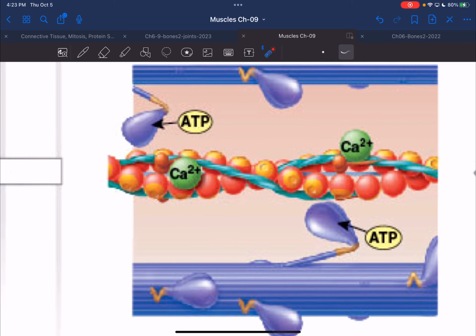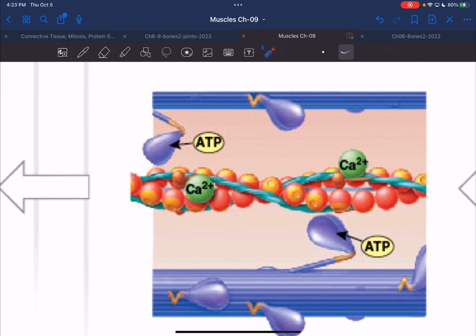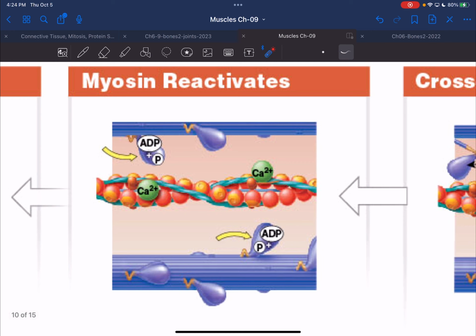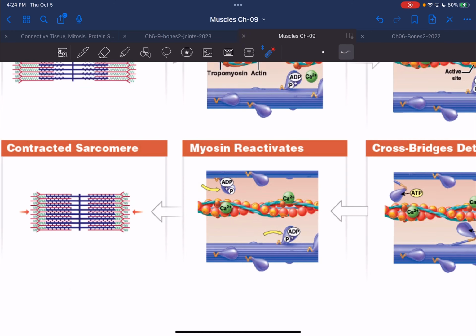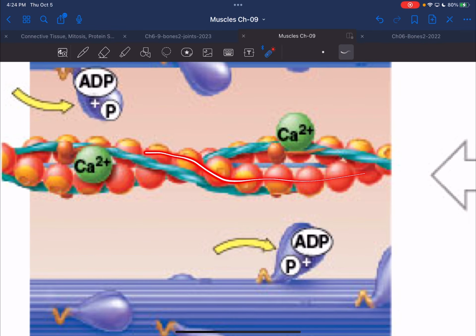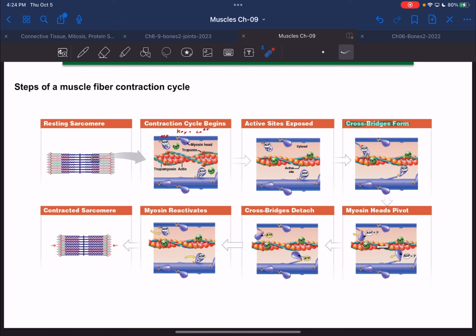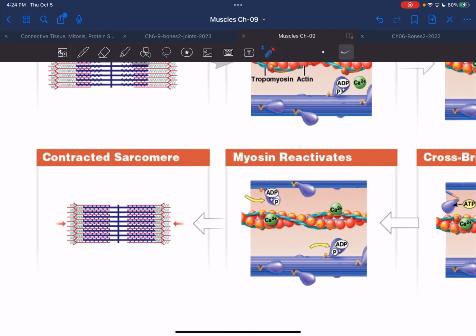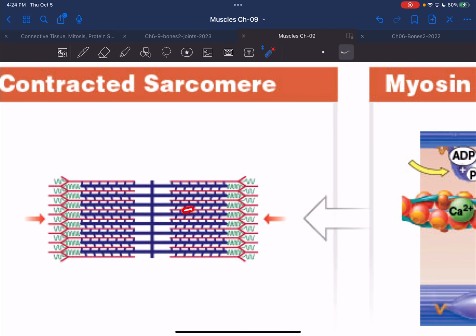And so calcium is still bound. As long as we have calcium, these active sites will be exposed. ATP replaces the one that was used up, and then we see it is used up, and then we have another pivot. But finally, when the calcium leaves, what do we expect to happen to those active sites? They get covered right up, and then nothing happens. The contraction is done, essentially. And so we've reached pretty much that. We have a contracted sarcomere when we finally have the thin filament making its way all the way as close as possible to the M line, right?